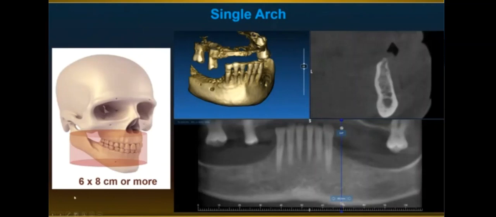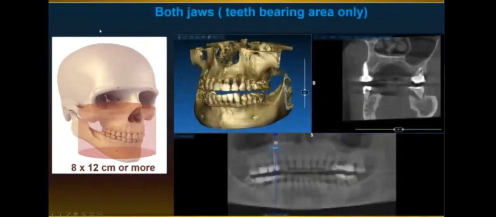For single arch, 6 by 8 centimeter or more may be okay for scanning a single arch, especially the maxilla. The fourth type is the both jaws, or what we call interarch. This shows both jaws, but only the teeth-bearing area. It's not useful for maxillofacial. And this can be 8 by 12 centimeter or more. This can show, as we see here, both jaws, and you can see the diameter or the width can show completely the teeth and the vertical dimension as well.